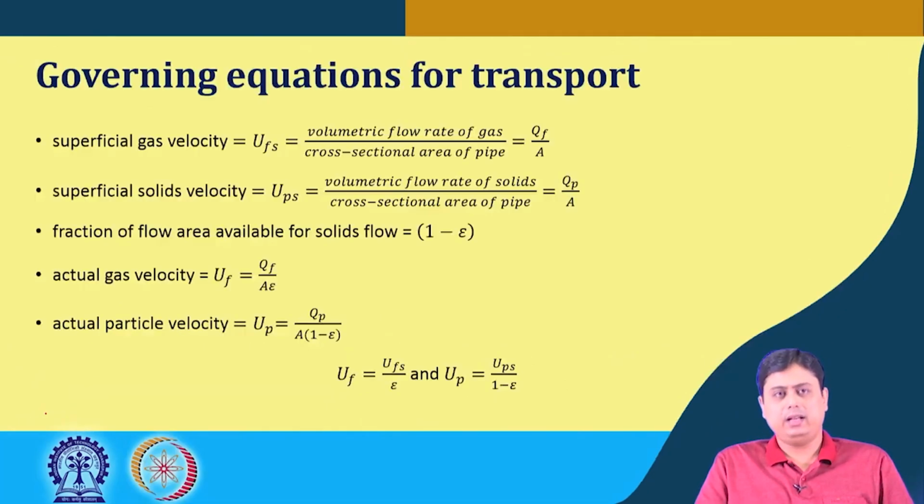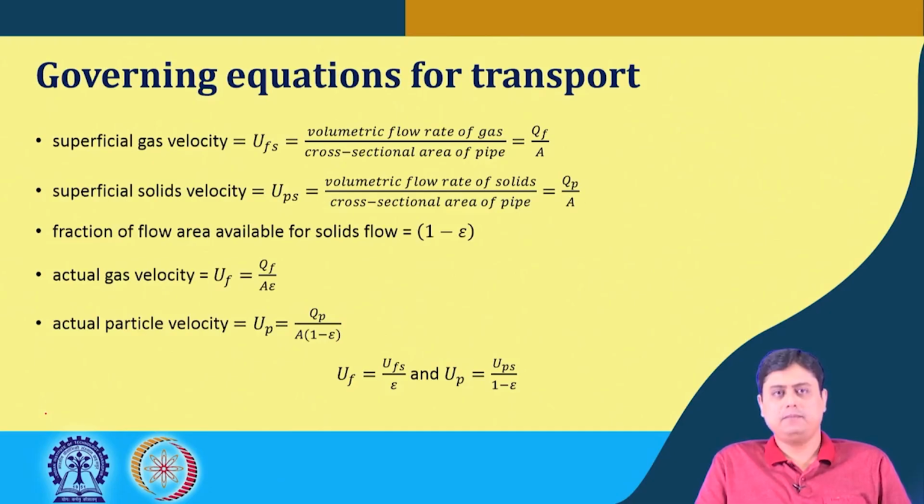Before that, let's introduce some of the known parameters, just to refresh our memory, a few definitions which will govern the transport of the solid and the fluid, in this case the gaseous phase. Usually the superficial gas velocity, designated as UFS, is the volumetric flow rate of gas divided by the cross sectional area of the pipe.